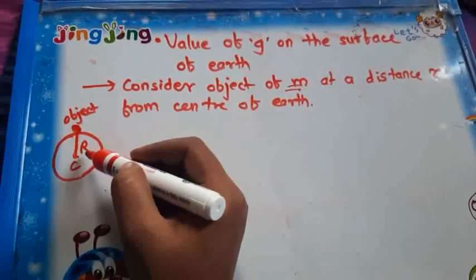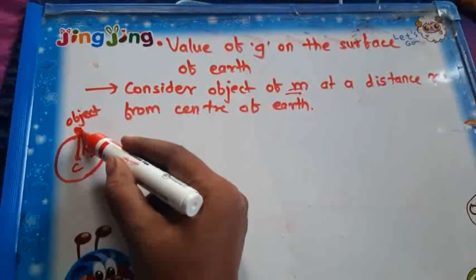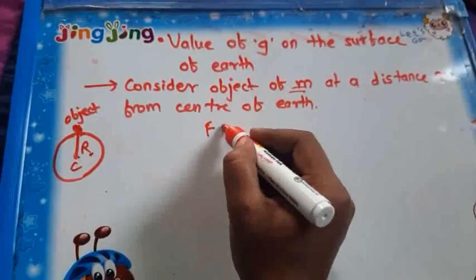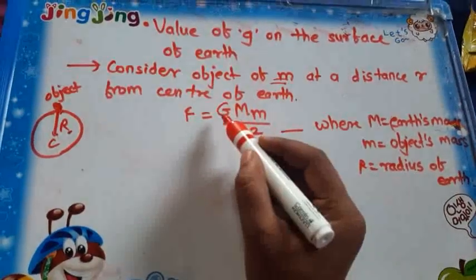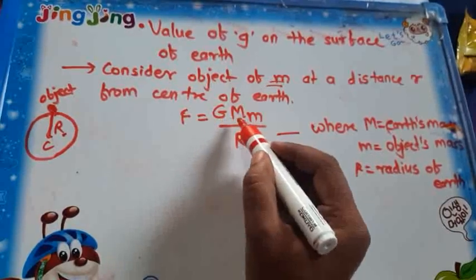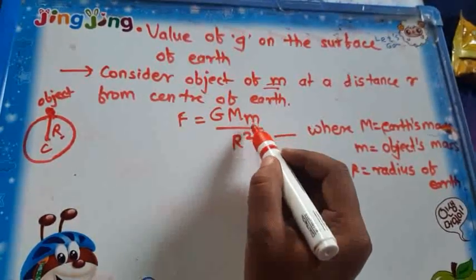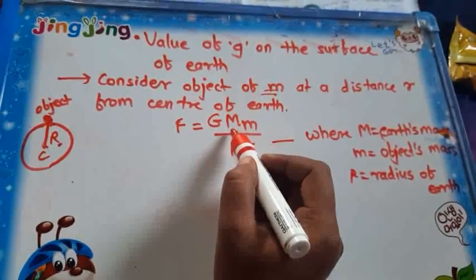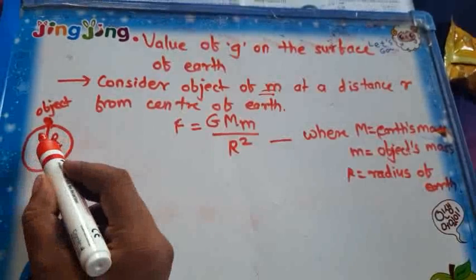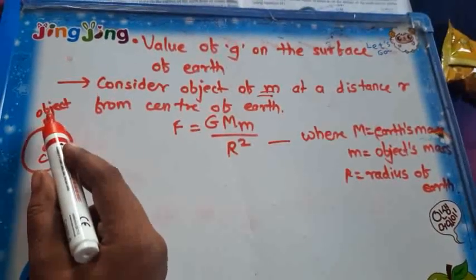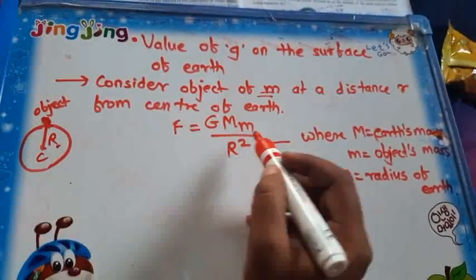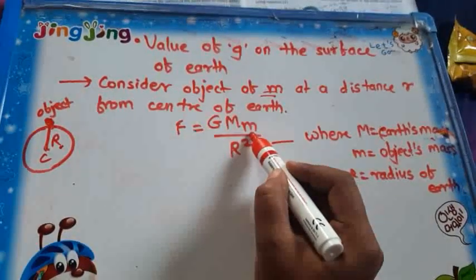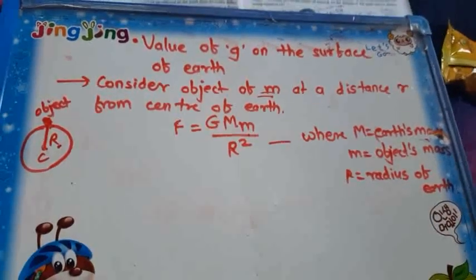Now the gravitational force acting on this object will be given by Newton's law of gravitation, and that will be F is equal to capital G, capital M, small m divided by r square. Here objects are two. First object is earth and second thing is the object present on the surface of earth. So this capital M indicates earth's mass and small m indicates object's mass.